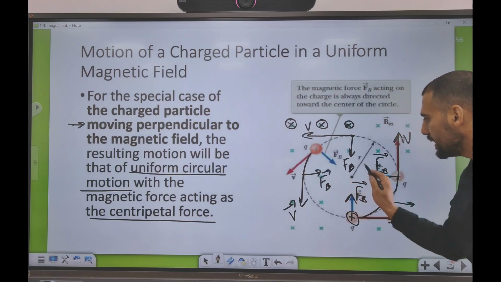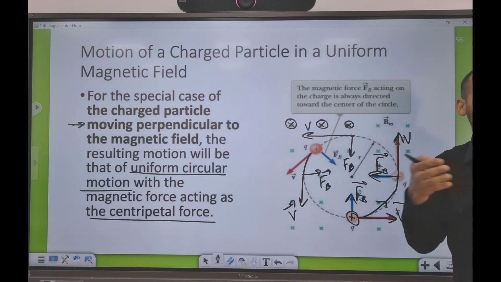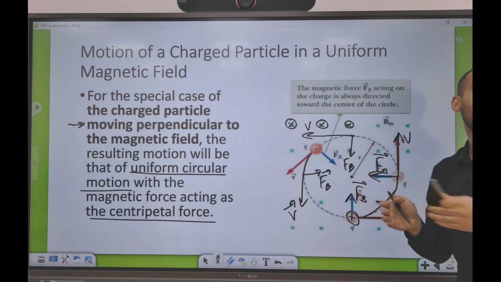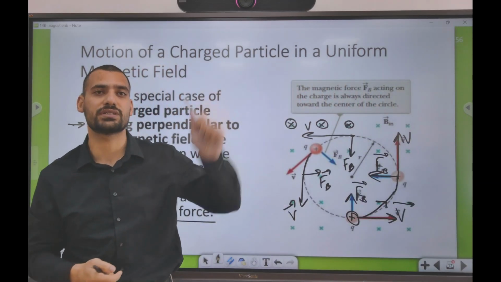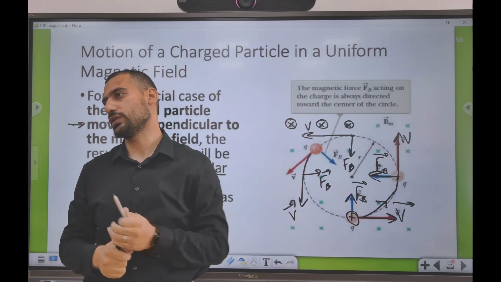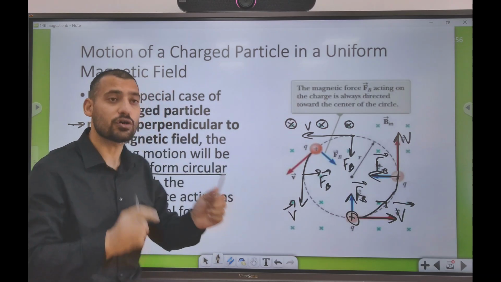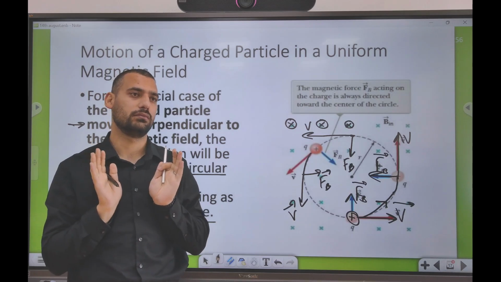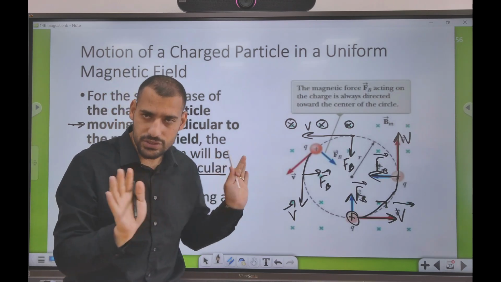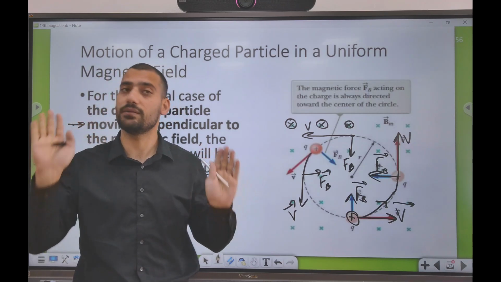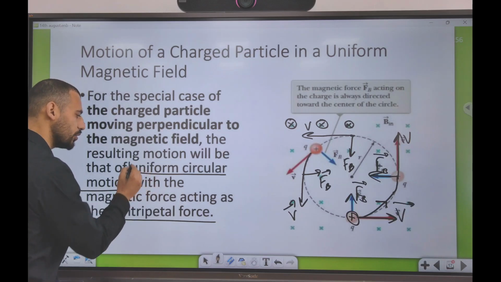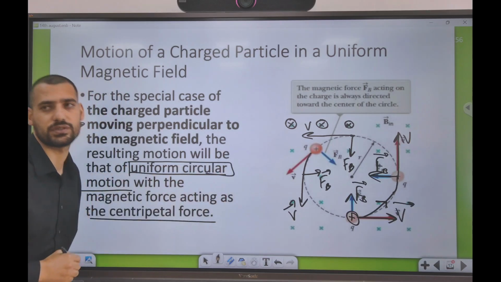This force is trying to direct the body towards the center, and therefore this force is called the centripetal force, something that you have discussed in circular motion as well. This force only changes the direction. This does not change the magnitude of the speed. The speed remains the same. That is why the motion is called uniform circular motion.